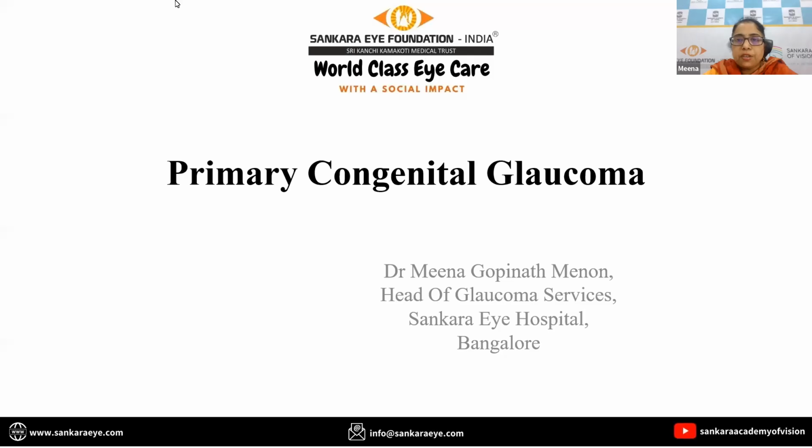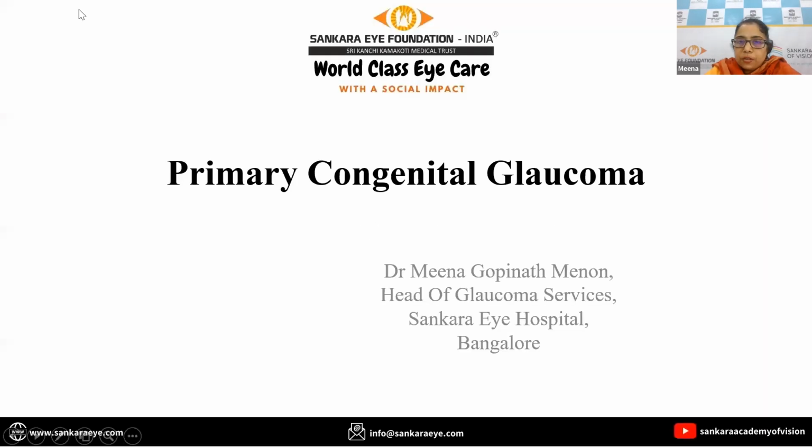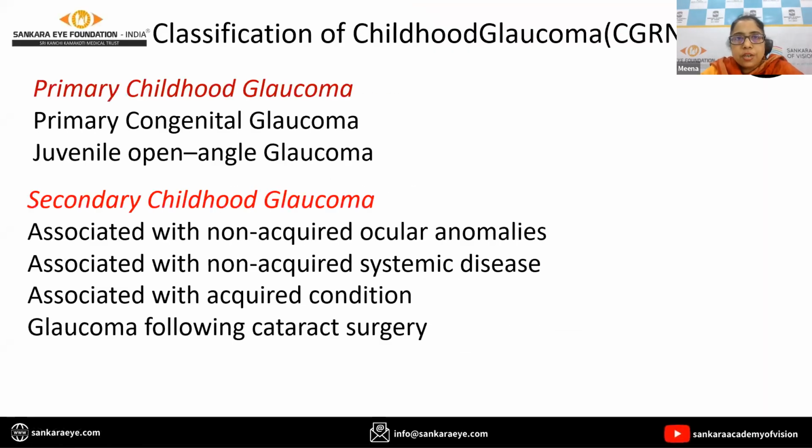About primary congenital glaucoma, an overview. When we talk about congenital glaucoma, we have to classify childhood glaucoma. This is based upon the Childhood Glaucoma Research Network: primary childhood glaucoma and secondary childhood glaucoma.